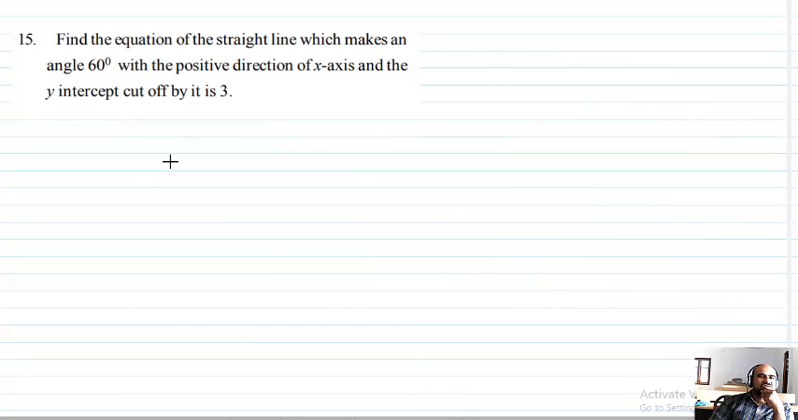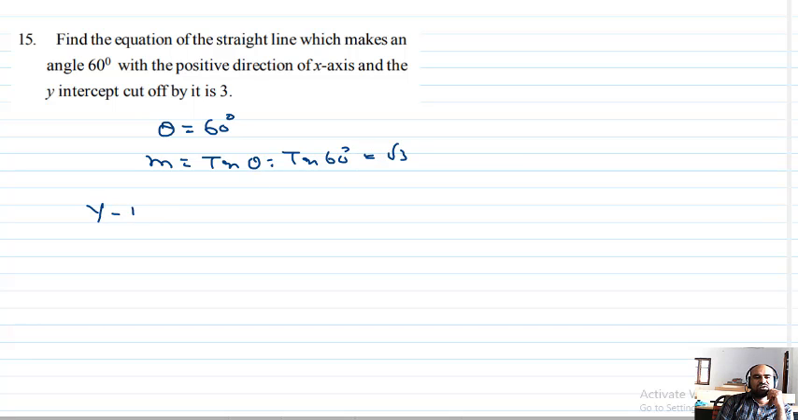Next question, students. Find the equation of the straight line which makes an angle of 60 degrees with the positive direction of the x-axis and the y-intercept cut off is 3. Same: inclination theta given as 60 degrees means m equal to tan theta equal to tan 60 equal to root 3.